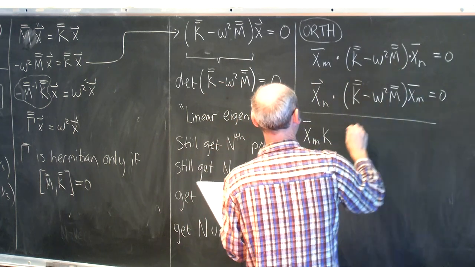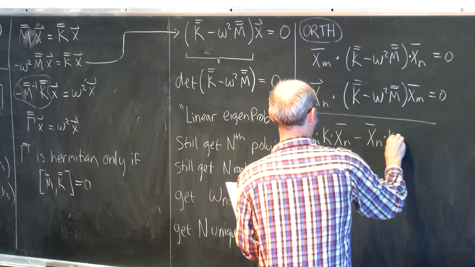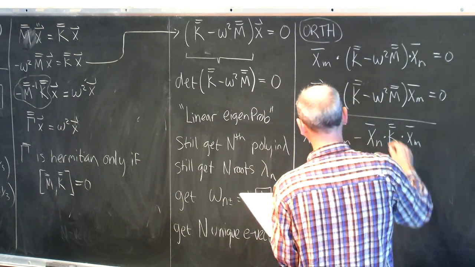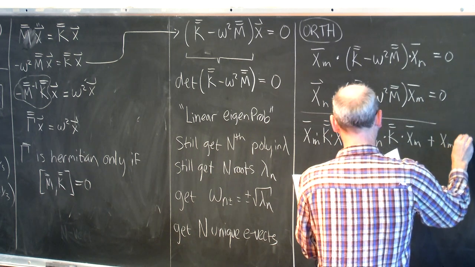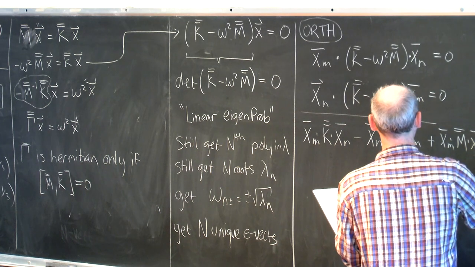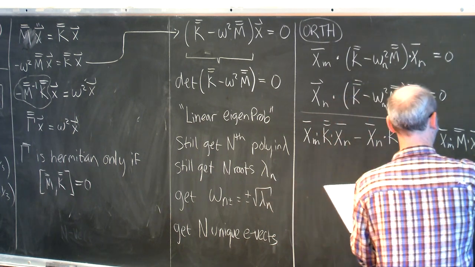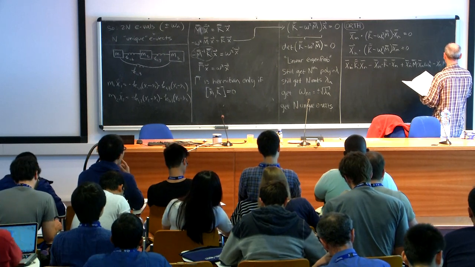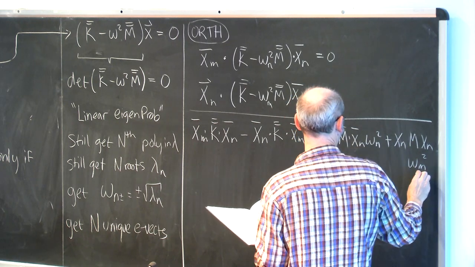And then I will get xm k xn minus the corresponding term in the other equation, xn k xm. And then the other terms are xm m xn times omega n squared. This is supposed to be an n here, and an m there. And from the other one, minus xn m xn times omega m squared. And I think there's a sign mistake, but it doesn't matter very much. Okay, so this is now the four terms, and this is all supposed to equal 0.